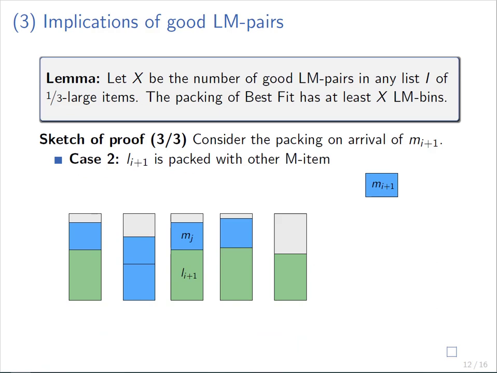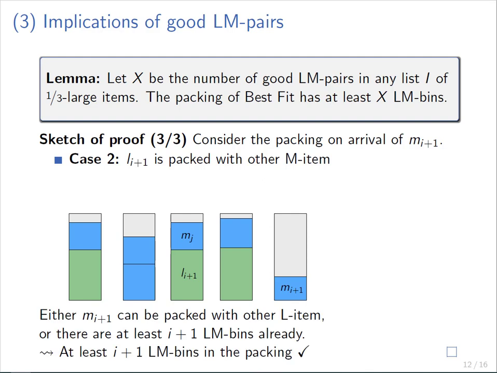Finally, we need to deal with the case where Li+1 is already packed with some other M item. Here again, two cases can happen. Either best fit packs the Mi+1 item with some L item. In this case, we are also happy because we obtain some new LM bin in the packing. If this is not the case, so Mi+1 goes into a new bin, then we can show that in this case we already have at least i plus 1 LM bins. Actually, this argument is a bit technical, that's why I'm not going into details here.